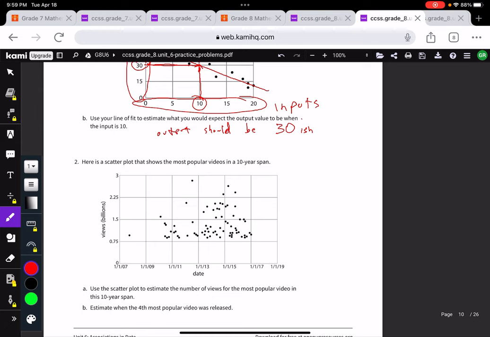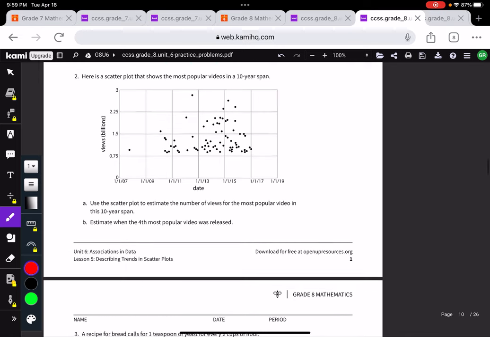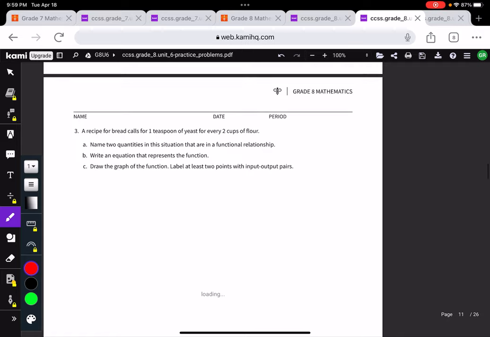Anyway, use the scatter plot to estimate the number of views for the most popular video in this 10-year span. You can do that. Estimate when the 4th most popular video was released. 1, 2, 3, 4. I could see the 4th most popular one. I see the most popular one way up top. And I count 4 down. Use the scatter plot to estimate. I'm going back to that first one. And it says estimate the number of views for the most popular video in this 10-year span. I'll let you guys knock that out.